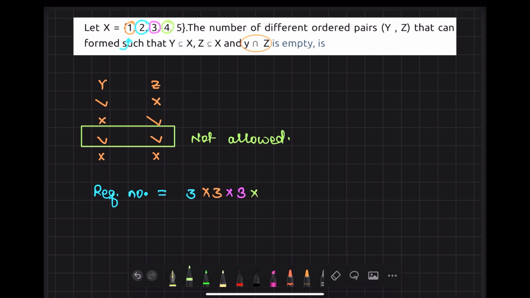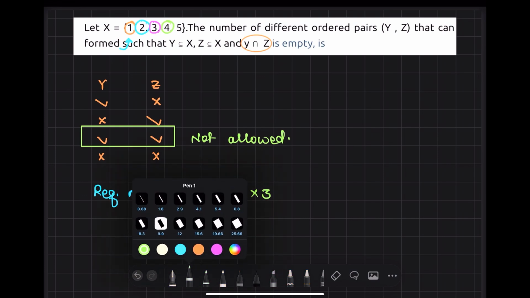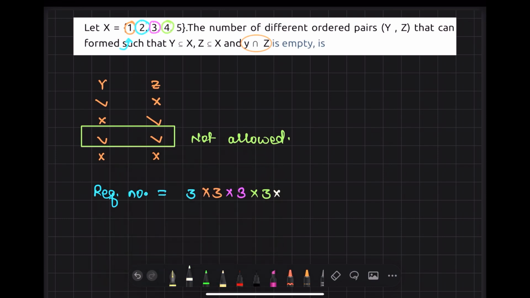Now you will handpick 4. Corresponding to 4, how many choices do you have? Again 3. Do you think your task is completed? No. So keep on multiplying. Corresponding to element 5, how many choices do we have? Again 3. Now your task is completed because you have exhausted all the 5 elements. Correct or wrong? Correct, na? So the required number is 3 power 5.